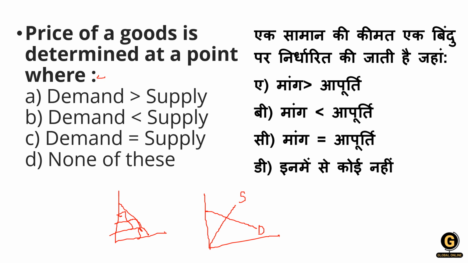Where will the price of goods be determined? Here is the point of price of goods. It means where demand and supply are equal. Okay, demand is equal to supply. So our answer will be option 3, demand is equal to supply.